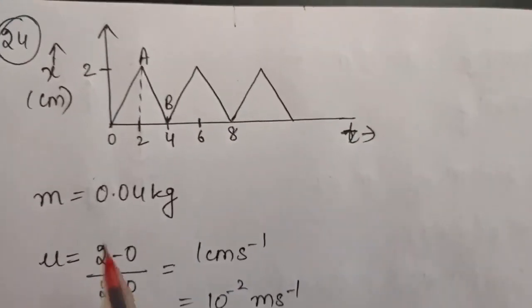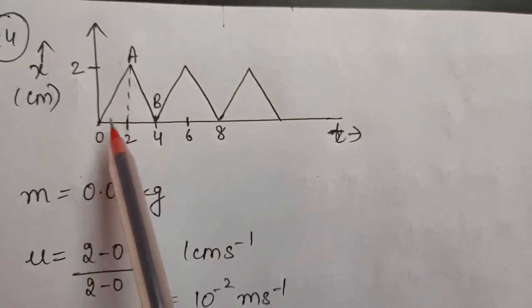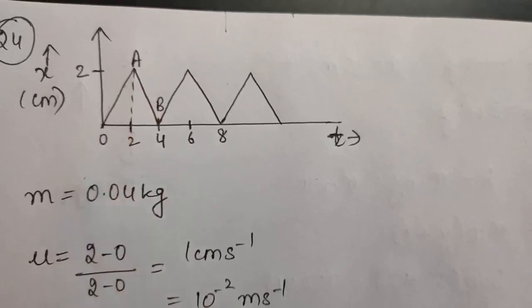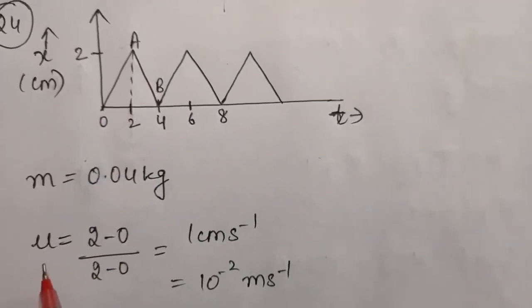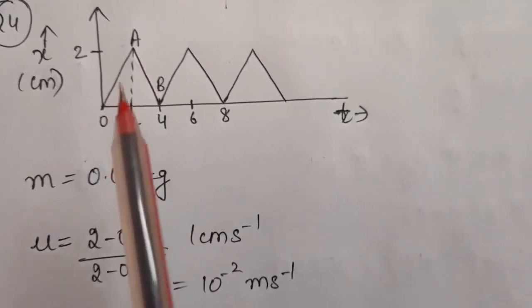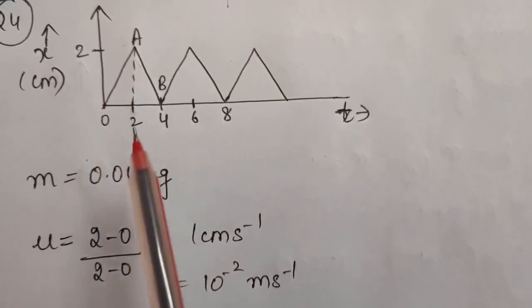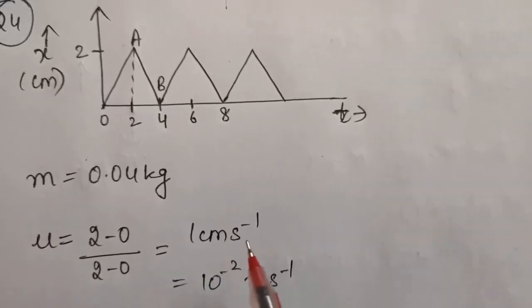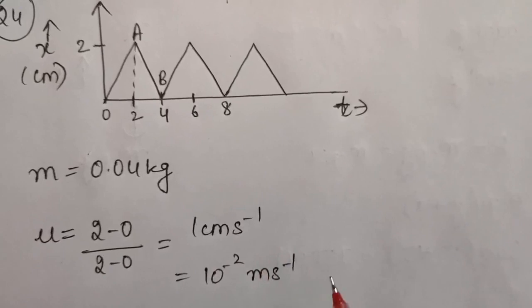Okay, so first of all, see clearly here from 0 seconds to 2 seconds the position time graph is a straight line. So let us calculate the velocity first. Okay, so now how to calculate the velocity? Just the slope of the position time graph gives you velocity. So x2 minus x1, that is 2 minus 0, upon t2 minus t1, that is 2 minus 0. So from here the speed will come to be 1 centimeter per second, or you can say 10 to the power minus 2 meter per second.